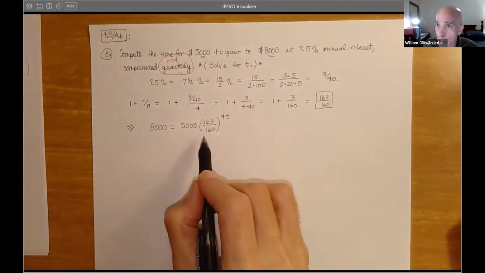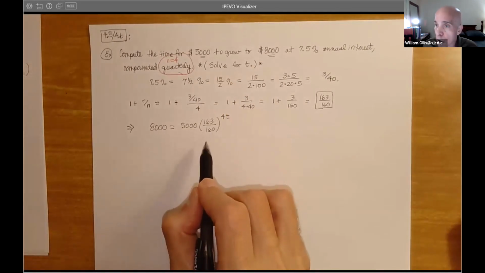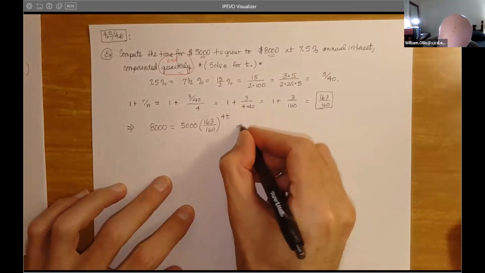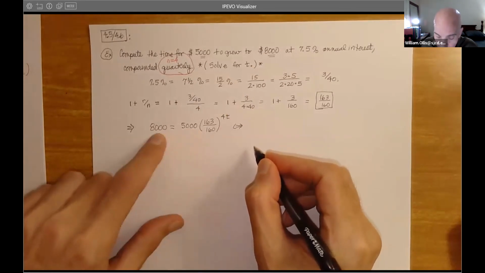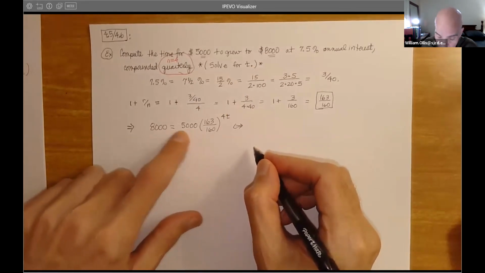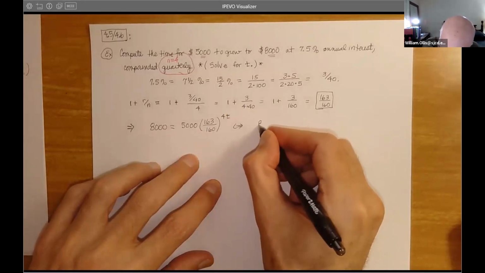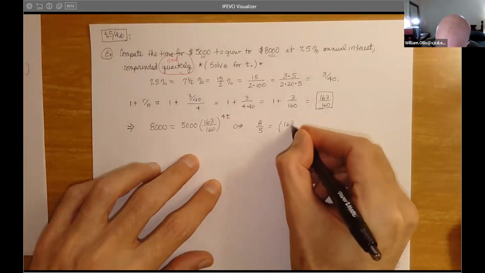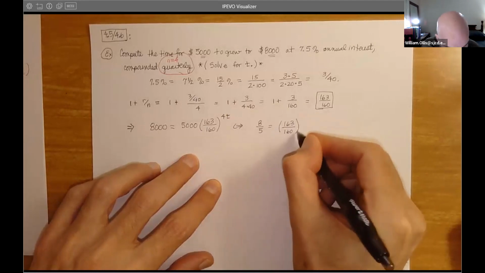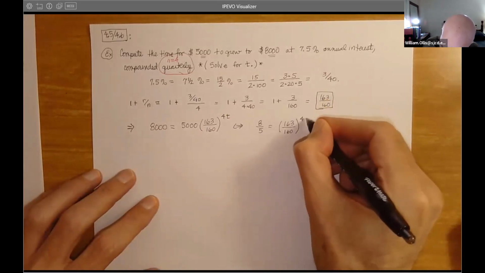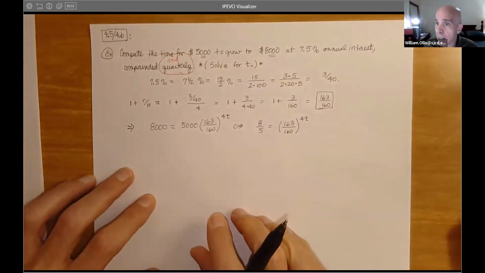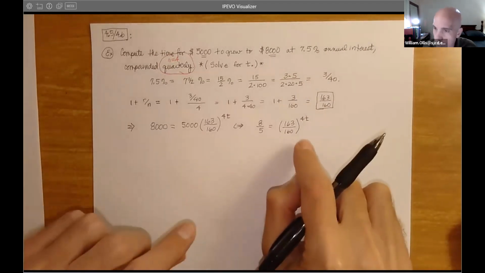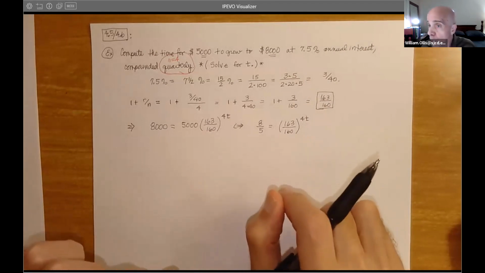So this is basically an equation that we can easily solve just by basic techniques that we've already learned. So now, notice when we divide by 5,000, all the zeros absorb except the 8 and the 5. So we have 8 over 5 equals 163 divided by 160 to the 4t. Again, all the execution here is exact. Now, at this point, just to make the work a little bit simpler, pick your favorite logarithm.